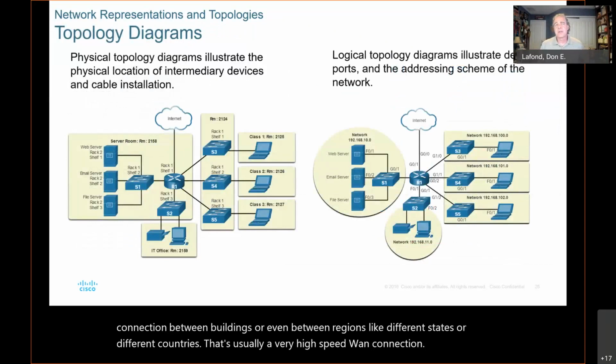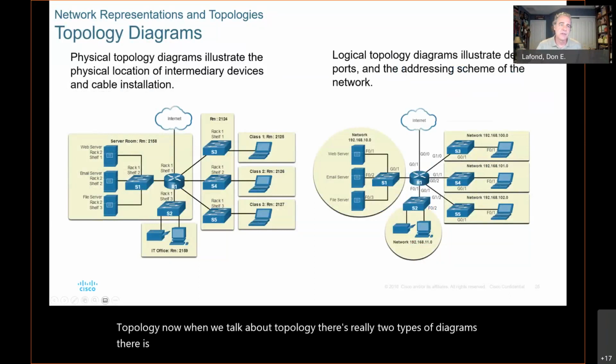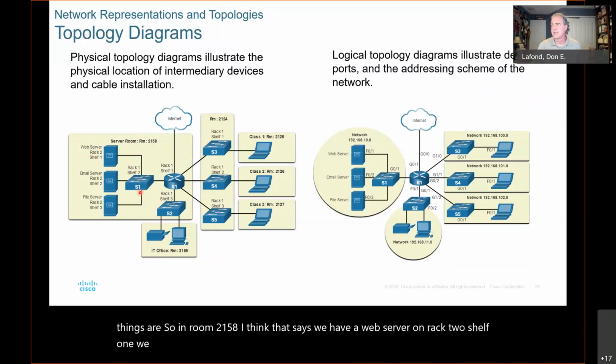Topology. Now, when we're talking about topology, there are really two types of diagrams. There is the physical topology, and the physical topology actually shows you where things are. So in room 2158, I think that says, we have a web server on rack 2, shelf 1. We have the switch on rack 1, shelf 2, and it talks to the router on shelf, right? You see the physical location of all of the devices.